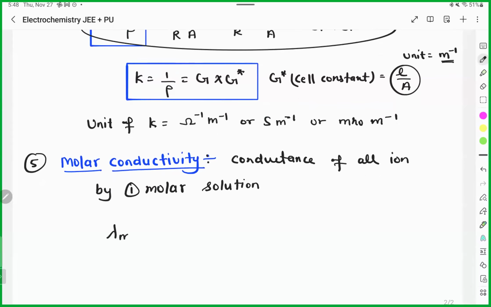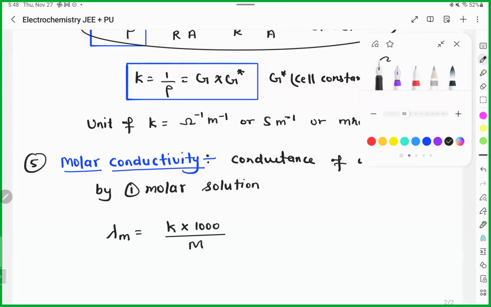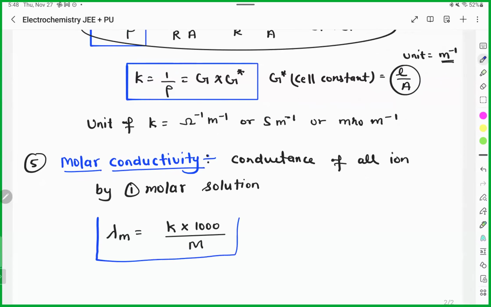So if you calculate molar conductivity, it will be kappa multiplied by 1000 divided by the molarity. Now you will face the real unit point. Kappa multiplied by 1000 divided by molarity, because what is kappa? Conductivity of 1 molar solution, correct? That's why we are taking this.